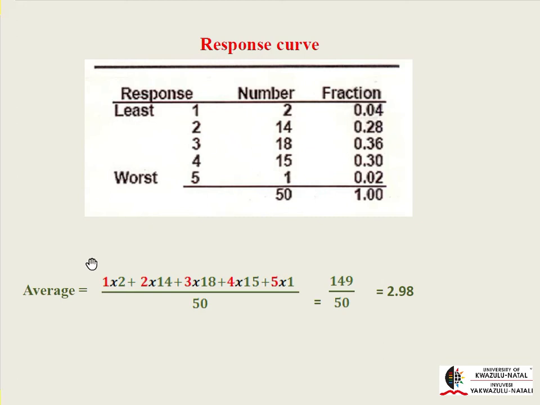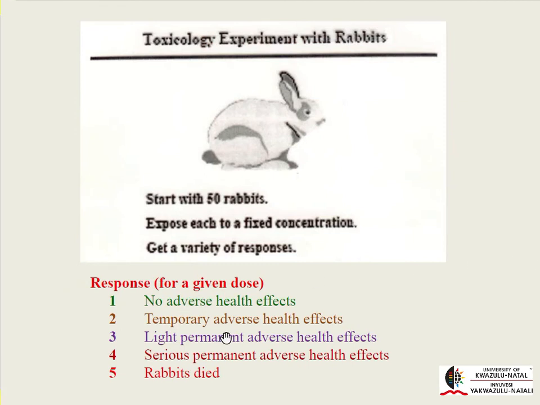Now, averaging this out, you multiply the response by the number of rabbits that experience the response, divided by the total. So that's 149 over 50, and you get an average response of 2.98. Which means that exposure to that particular dosage would give, on average, at least light permanent adverse health effects. The fact that it's 2.98, close to 3, and the fact that it's permanent adverse health effects, never mind that it's light, means this is already serious enough.